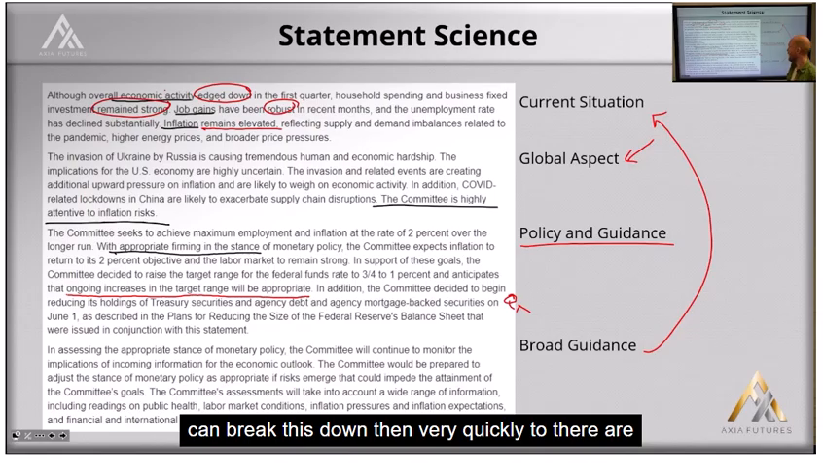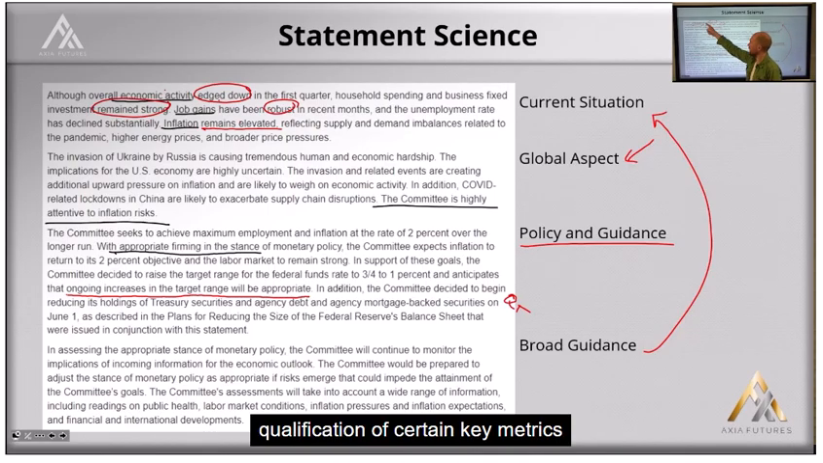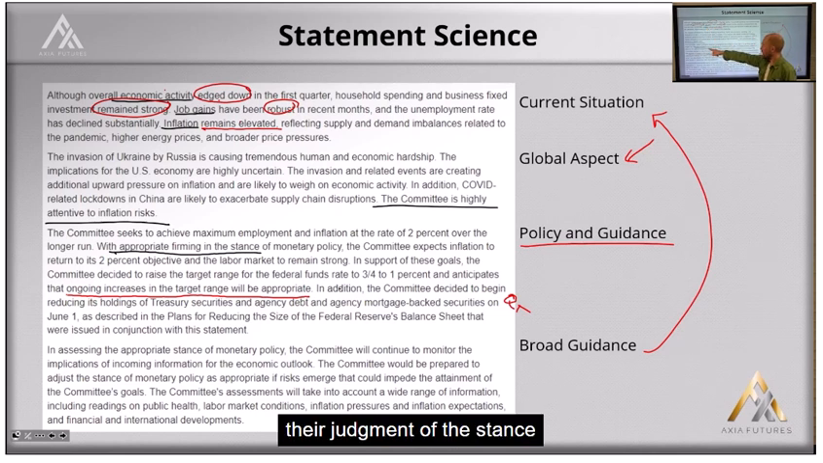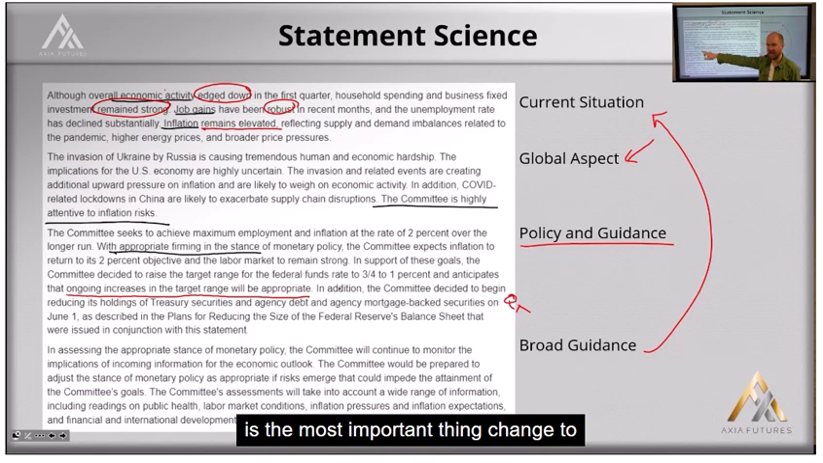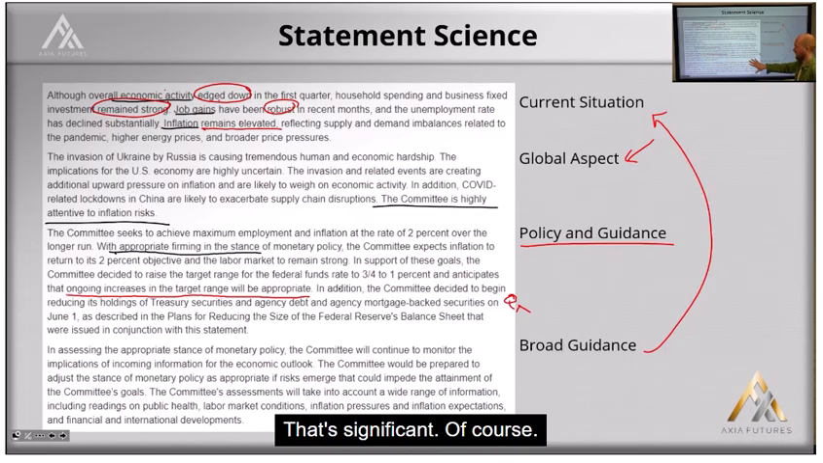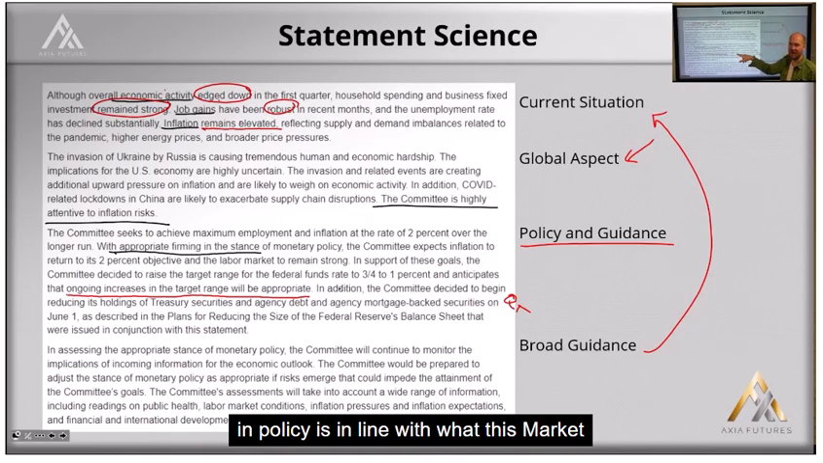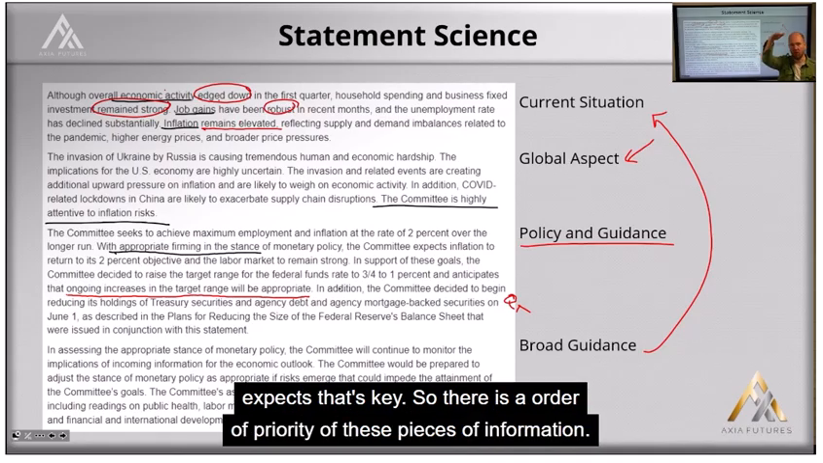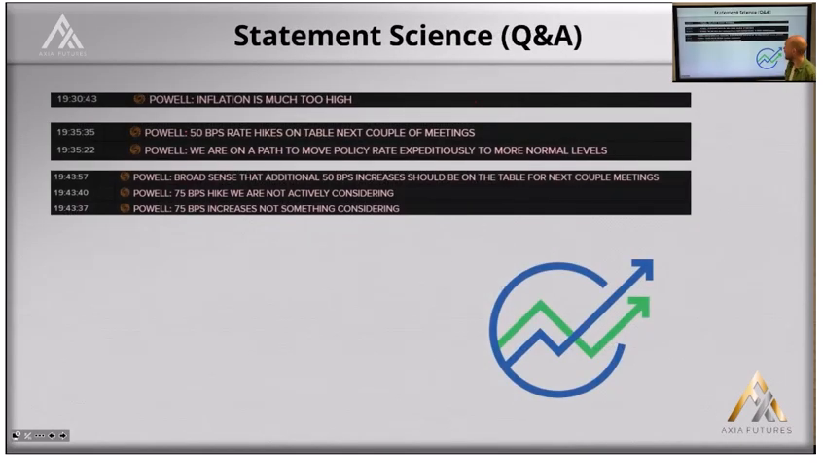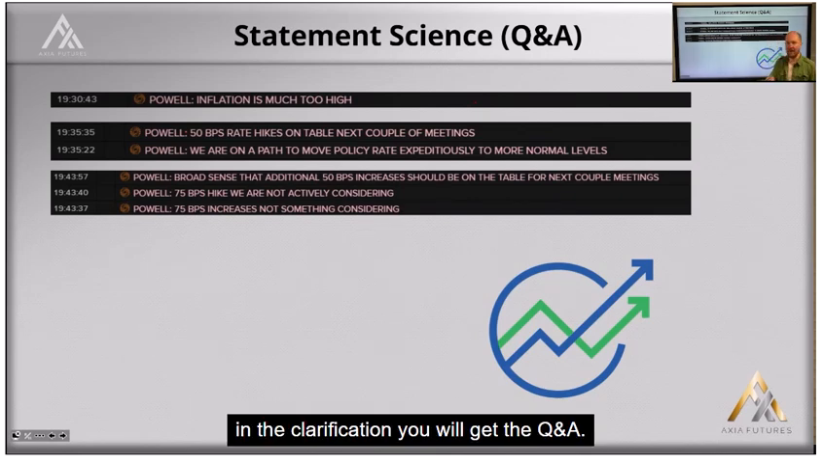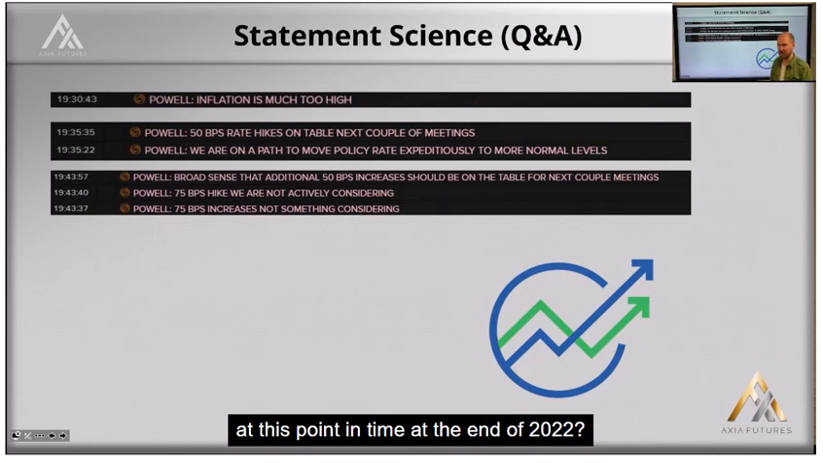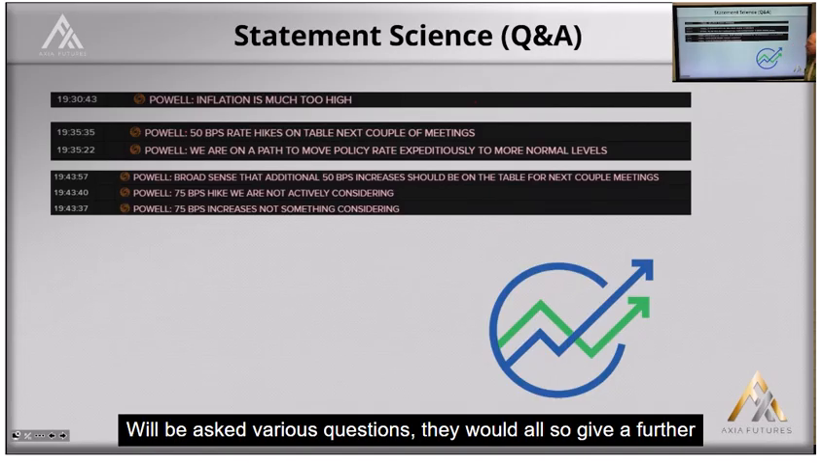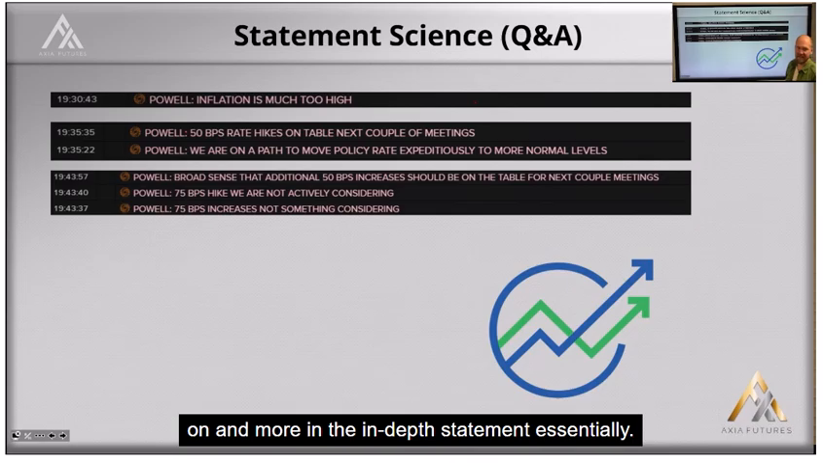You can break this down very quickly to a few key things. Qualification of certain key metrics. Their judgment of the stance, which is somewhat less important compared to the ongoing increases, which is their guidance. That is the most important thing. Change to that matters. That's significant. Of course, change to guidance only matters if the change in policy is in line with what the market expects. That's key. So there is an order of priority of these pieces of information. After that, in the clarification, you will get the Q&A, where Powell, or Lagarde if it's the ECB, or Bailey if it's the Bank of England at this point in time at the end of 2022, will be asked various questions. They will also give a further assessment of what has gone on, a more in-depth statement essentially.